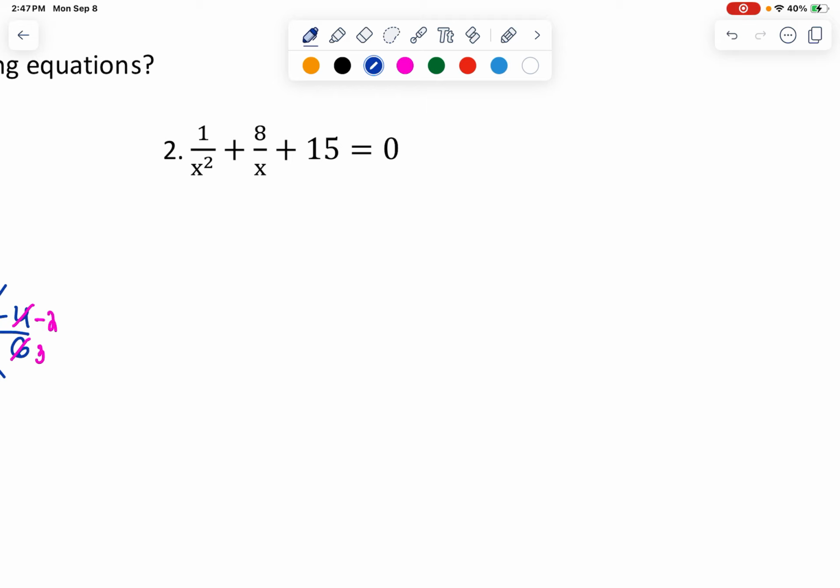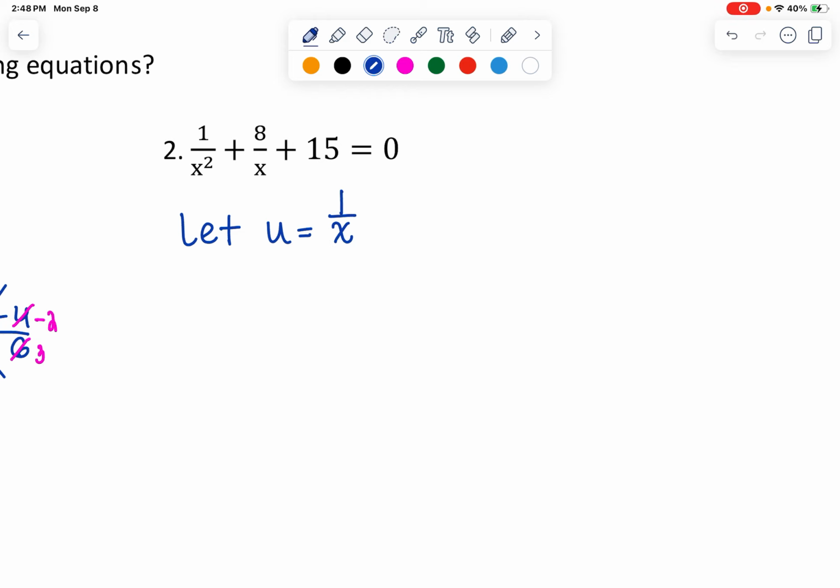I'm going to show you both ways actually, and then I'll let you do the next few on your own, and you can check back to see how you did. So here, I'm going to let u equal... Now, if you look, I don't want it to be 8 over x, because then what am I going to do right here? And I don't want it to be 1 over x squared, because then what am I going to do here? So we're going to make it 1 over x.